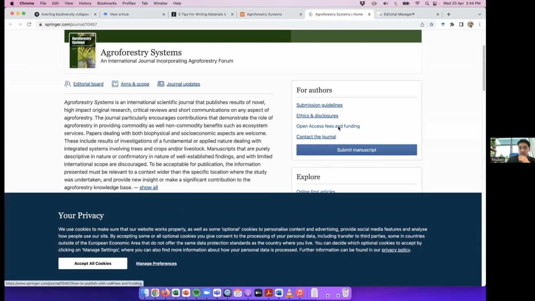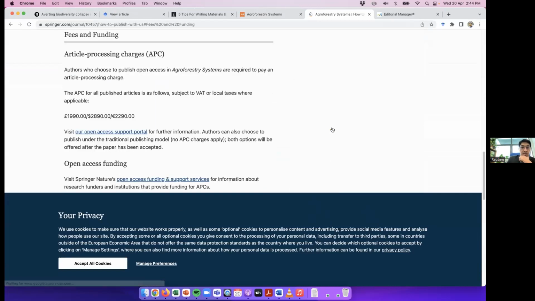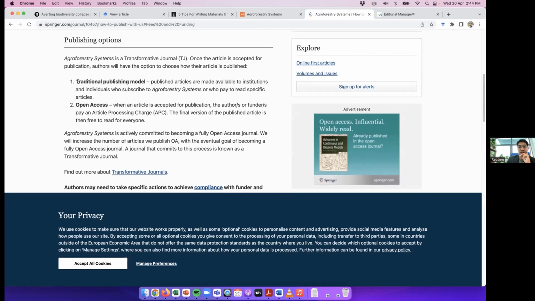So the fees are always here, open access fees and funding. You can see here that a lot of journals want to publish your paper online, and there are article processing charges for that. It can be really exorbitant. But sometimes if you scroll up further, there's actually a traditional publishing model. And these are restricted access. That means organizations with access to this journal can read it because they pay for a subscription. So you can publish in a traditional model, in which you do not have to pay a fee.